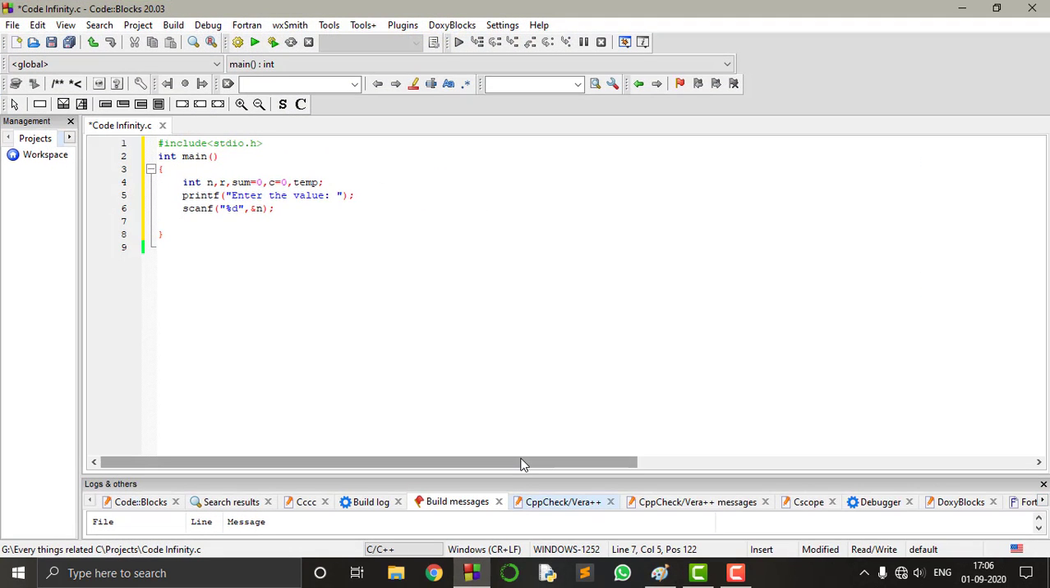Now we are giving the value of n to temp. So now temp is 153. Now a while loop: while temp not equals to 0, c increases. With this c we are counting the power, and temp equals temp divide 10.